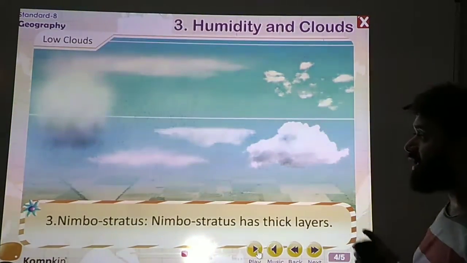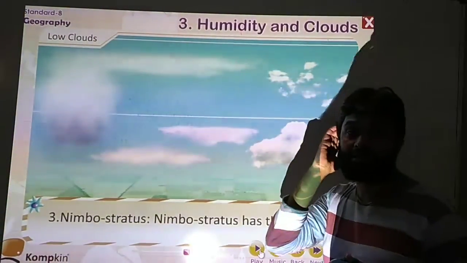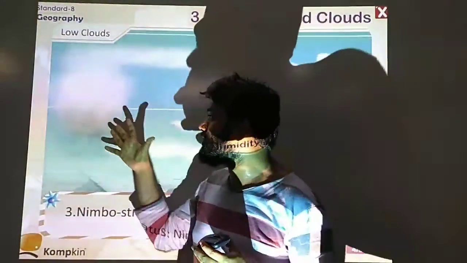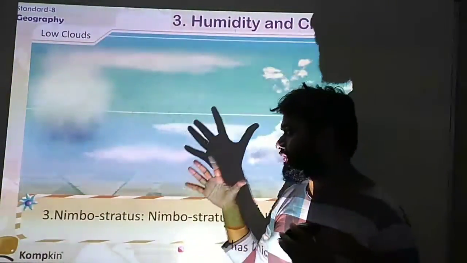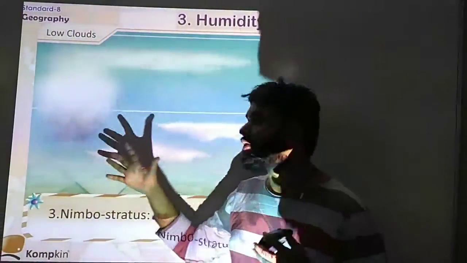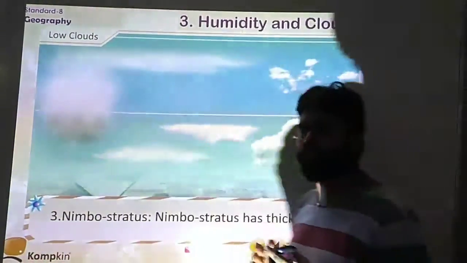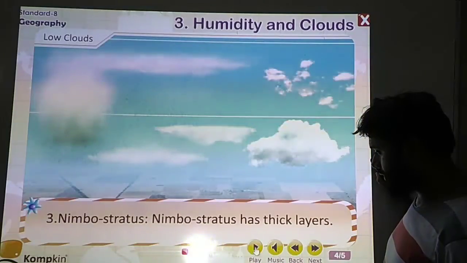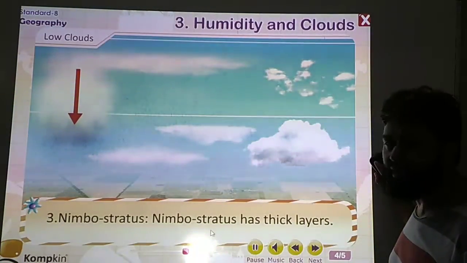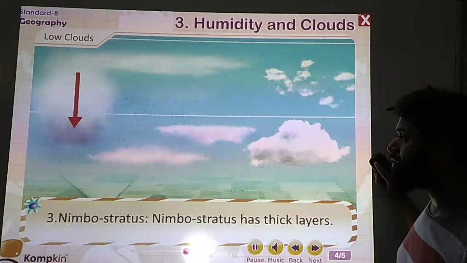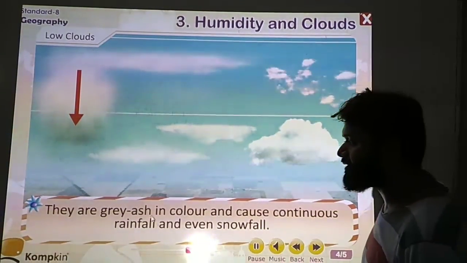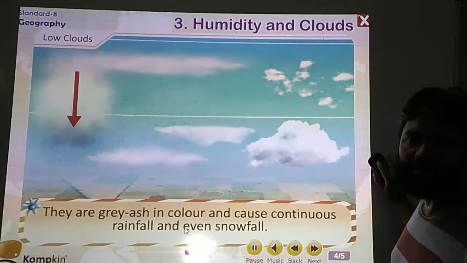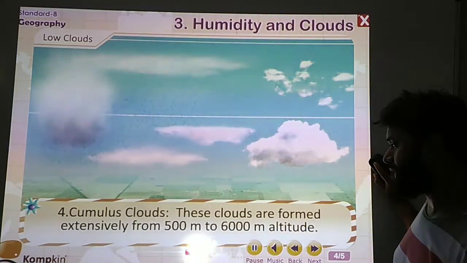Nimbostratus is a thick cloud and they bring rain. The heavy rain, the continuous rain is brought by nimbostratus cloud. If the cloud is bringing rain and they are dark in color and they are thick, they are the nimbostratus cloud. If that cloud is in the atmosphere, in the sky, it means rain is going to happen. That is grey in ash. It will bring darkness during the daytime.